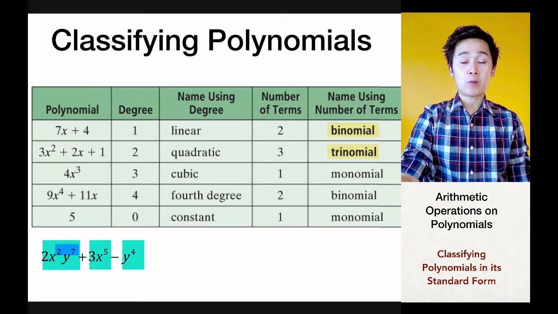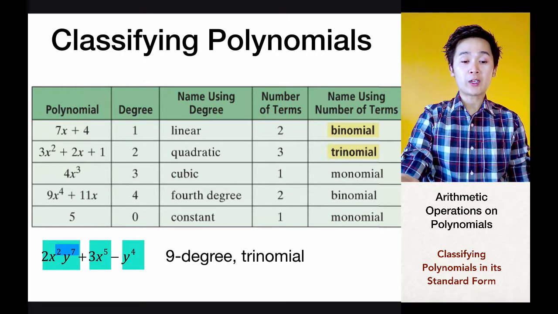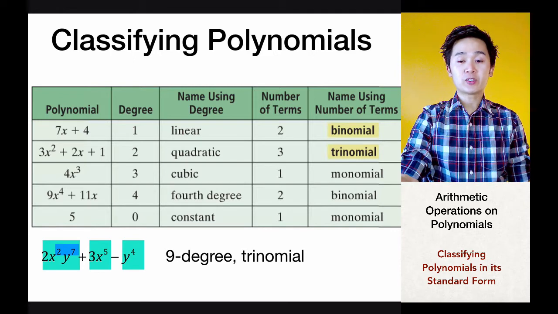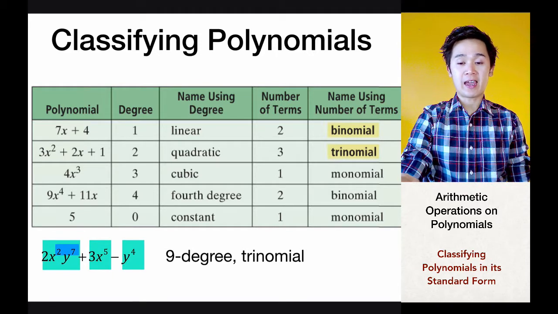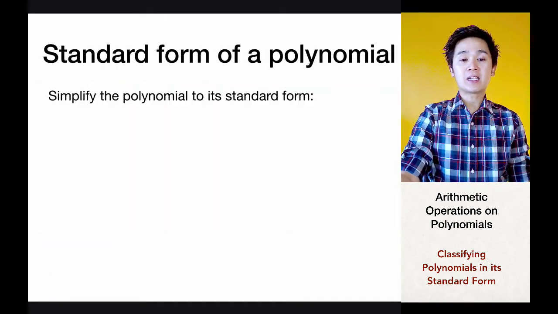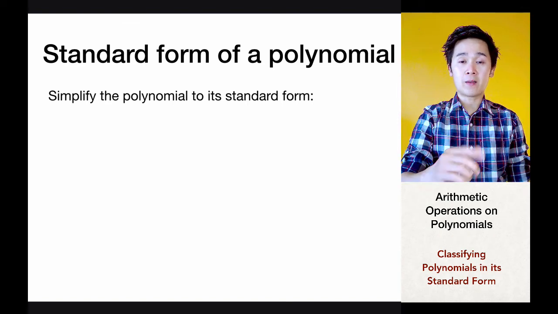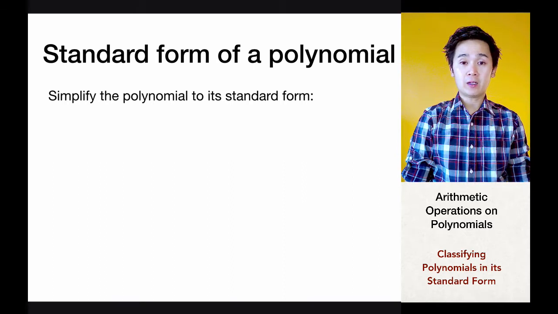So in this type of polynomial, we can call it a 9-degree or degree 9 trinomial because its highest exponent is 9 from its first term. So this is how we classify polynomials according to its degree and the number of terms it has. Now, in standardizing a polynomial, you need to remember that any polynomial in standard form will have the highest exponent at the very beginning, and at the very end will be the lowest exponent or a constant.